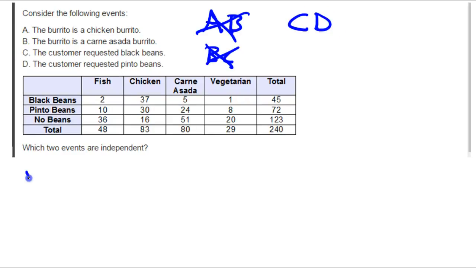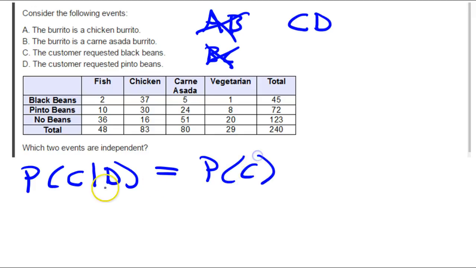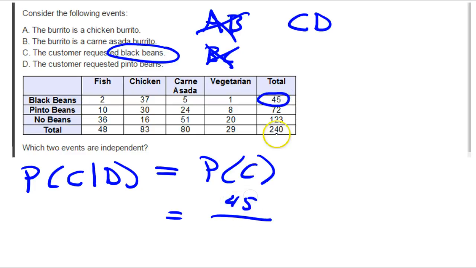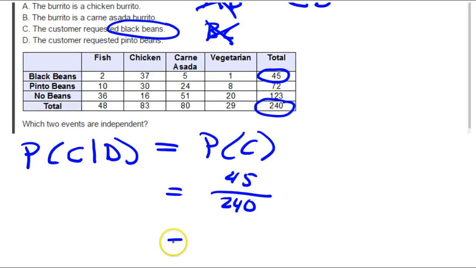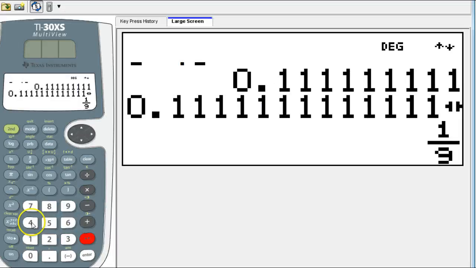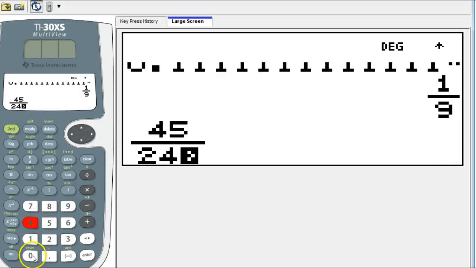The probability of C given D should equal the probability of C by itself if C and D are independent. So let's calculate the probability of C. Target over total. C is black beans. We got 45 of those out of a total of 240. That's 3/16.